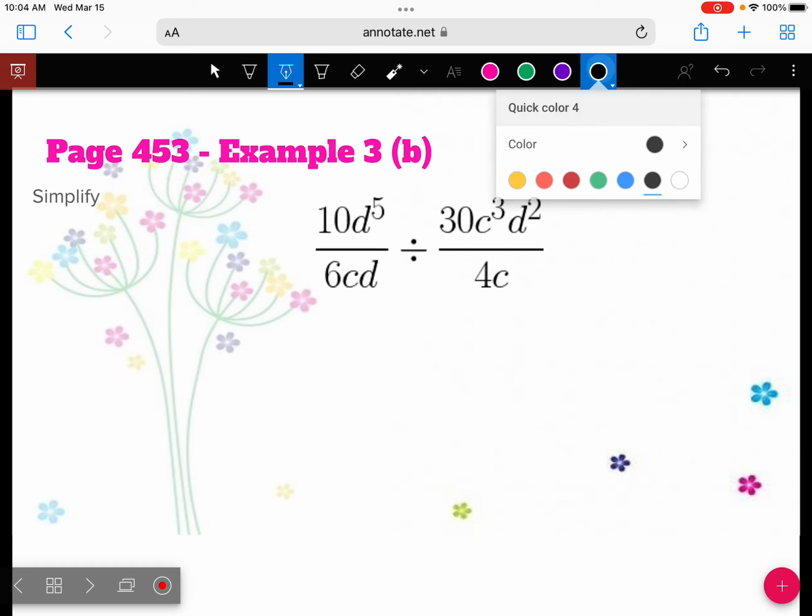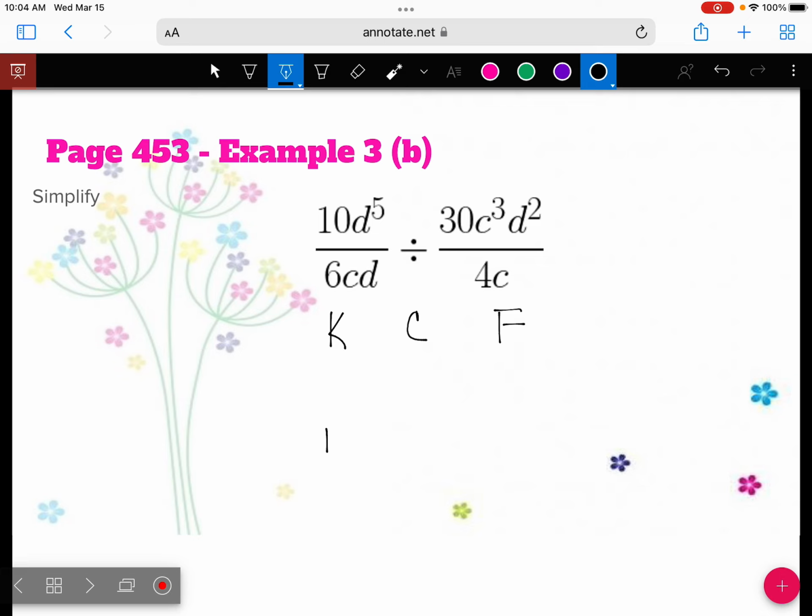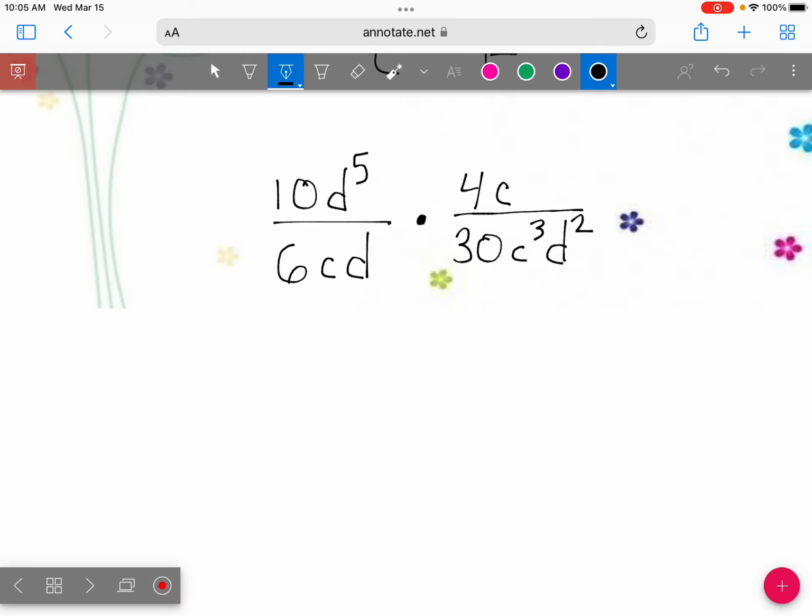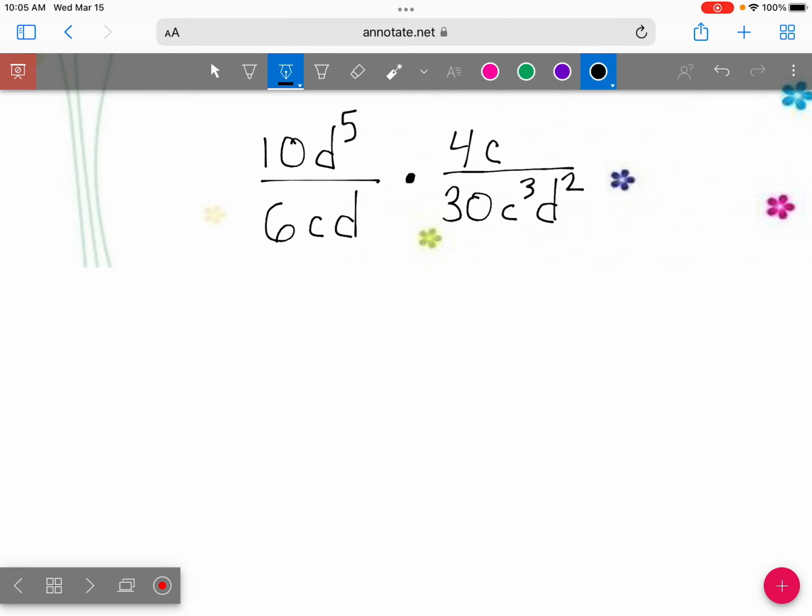So first things first, when we divide fractions, what do we do with it? Keep, change, flip. So I'm going to bring it down. My keep is 10 d to the 5th over 6 cd. My sign changes to be multiplication, and then my second fraction flips. 4c over 30 c cubed d squared. And now we have multiplying across.